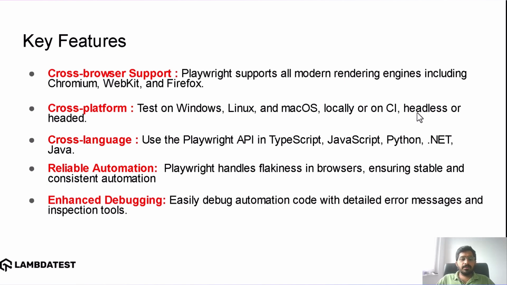So by using Playwright, you can easily debug automation code with detailed error messages and inspection tools. Whenever there is a failure, Playwright will give you the utmost details of why it failed, with proper error messages, with screenshots and videos, which will help you to debug it much better. Next, we will see the next set of key features.